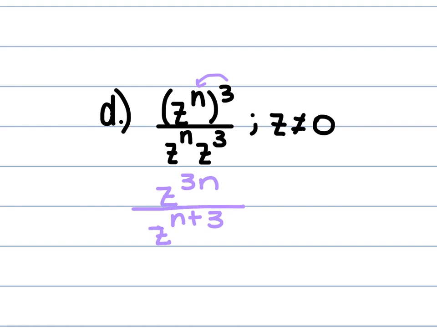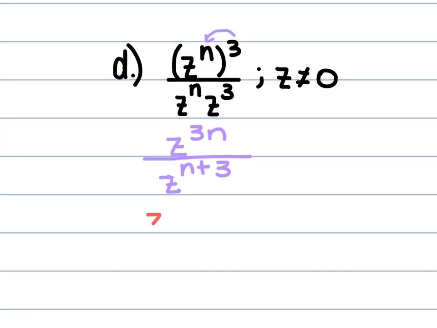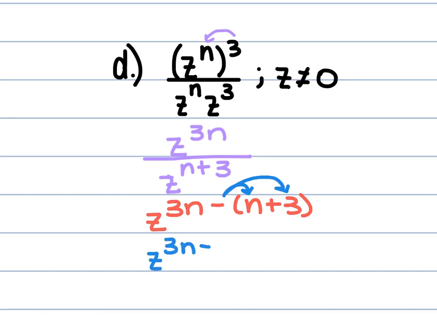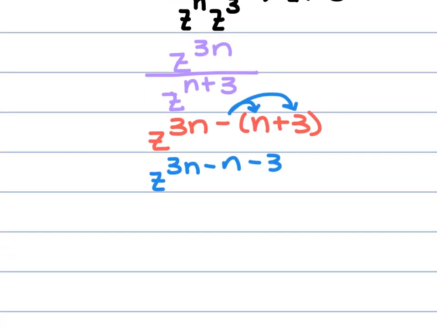Can you simplify anything from here? Well, think about it. When you have the same bases, you are going to subtract those powers if they are over each other. So we have the same base, which is the z. Now subtract the 3n minus the n plus 3. You see how I put parentheses around that? You have to remember to distribute that negative in. So this is going to turn into z to the power of 3n minus n minus 3. So that 3n minus n is 2n, so z to the power of 2n minus 3.